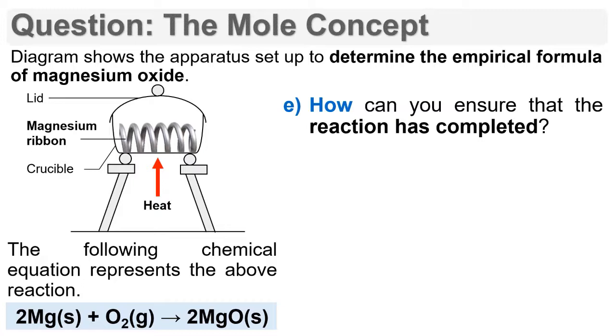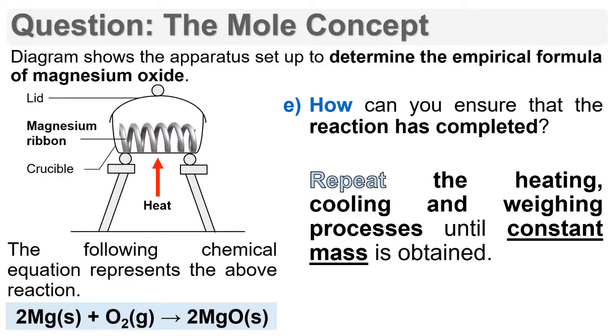E. How can you ensure that the reaction has completed? To ensure the reaction has completed, we repeat the heating, cooling, and weighing processes until a constant mass is obtained.